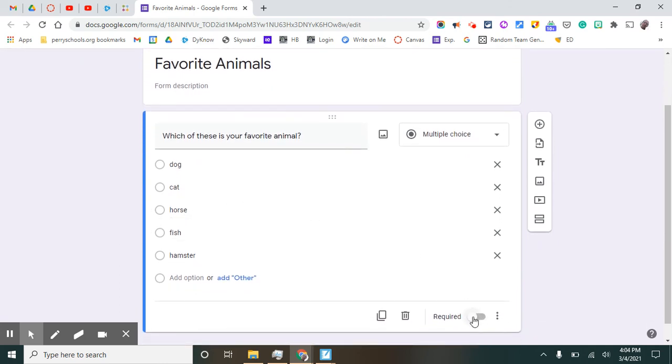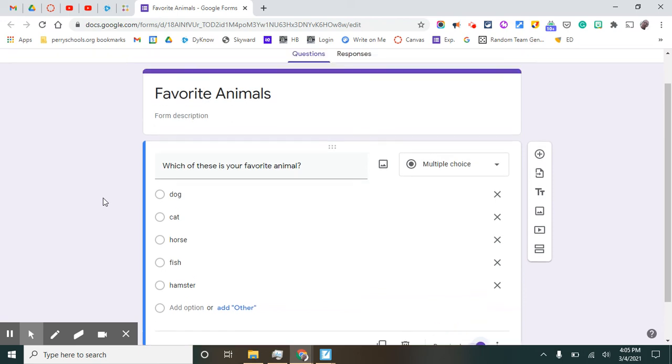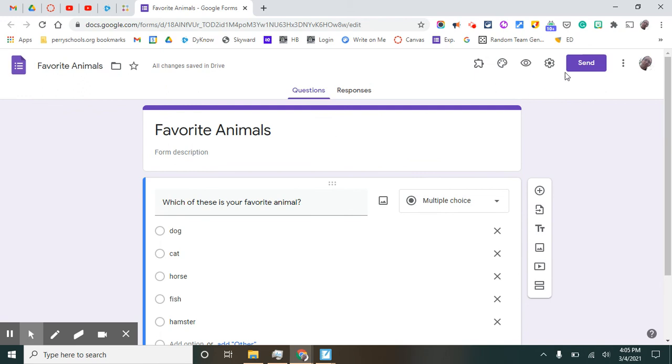Now I like to click the button that says required here so that when people get your survey, then they have to do it. They can't turn it in when it's not finished. So now how do we send this out? Watch this. I'm going to show you how to send this after you type your question. There it is. It's the button send.